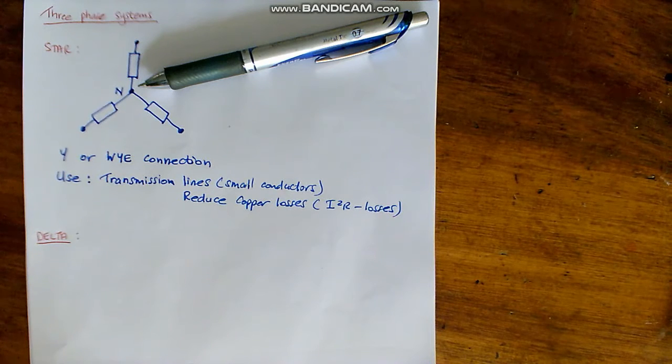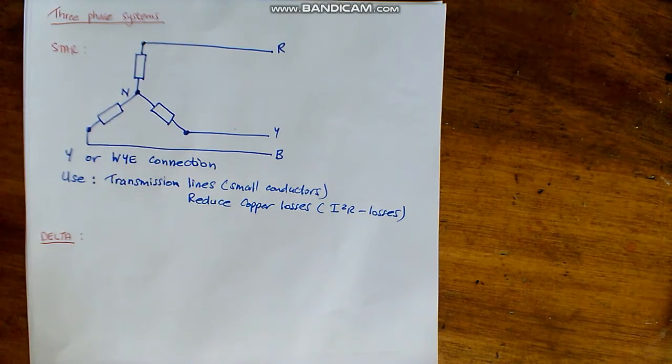The N is the neutral point used for unbalanced loads. So this is a 4-wire system if it includes the N. If it does not include the N, it will be a 3-wire system. Next, we are going to draw the phase and line voltages.